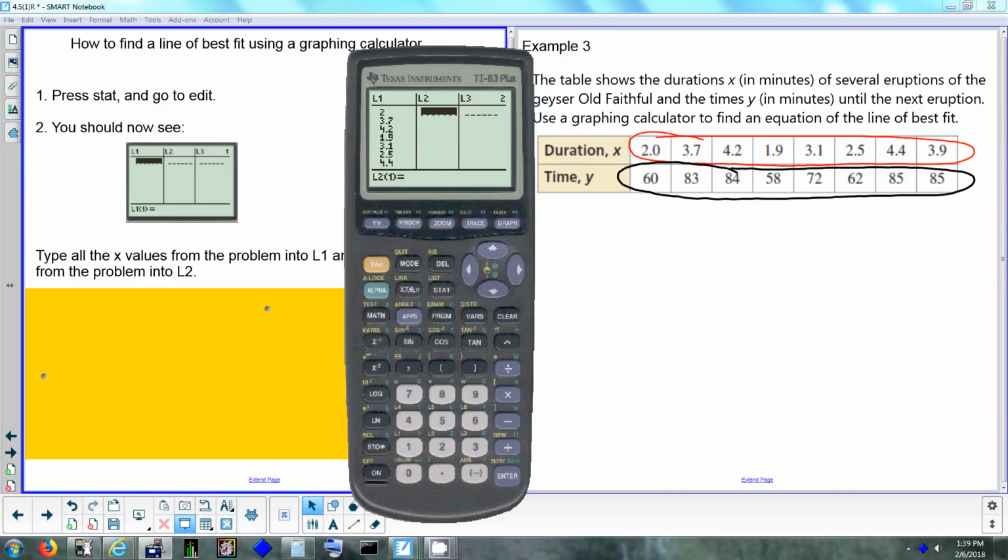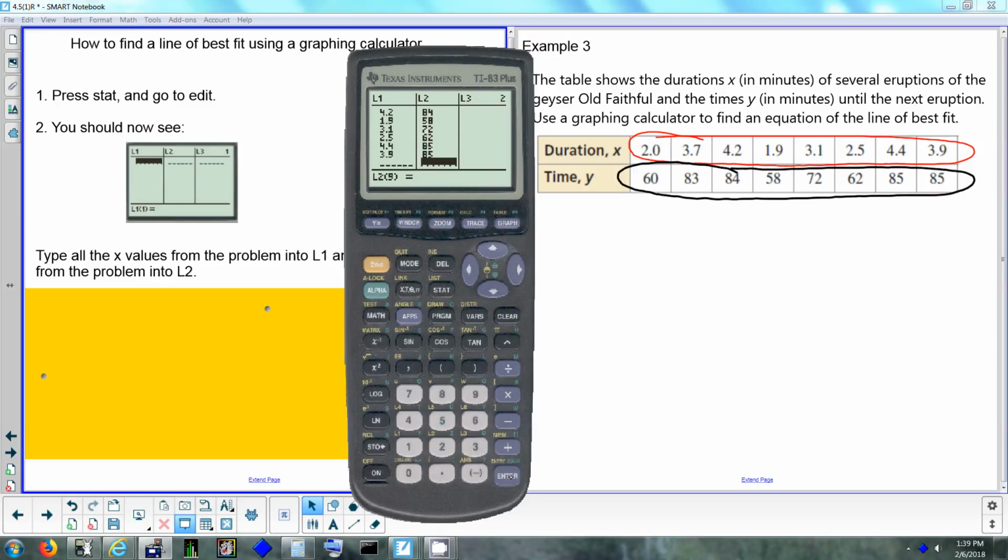Okay, in L2, what's the first number I put in? It's 60. So I press 60 and then what? Enter. How many do I have to type in? I've got to type them all in. What's the next one? 83. 83. 81, 58. I can't go that fast. What's the next one after 83? 84. Next one? 58. Next one? 72. 62. And then 85 twice.